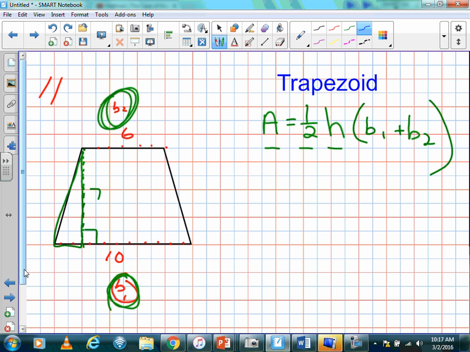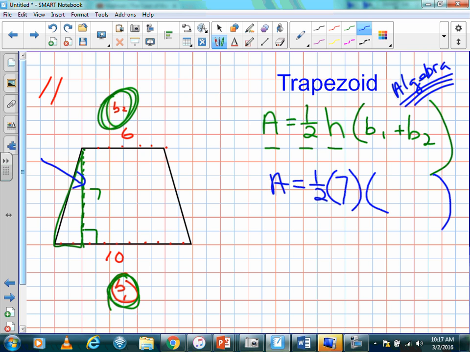This is our algebra. And our algebra is replacing the letters with the numbers. A, we don't know. We know 1/2. That's a constant. H would be what number? 7. That's how high it is. Put some parentheses. What's base 1, kids? Or? 6. Alright, it doesn't matter.